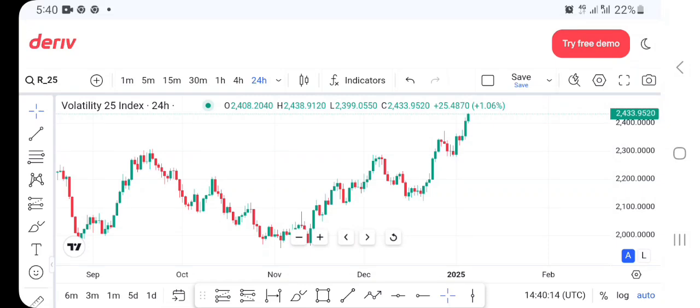Hello traders, today I'm going to show you a simple scalping strategy that you can implement and start to see progress in your trading career. So let us dive into the strategy of today.